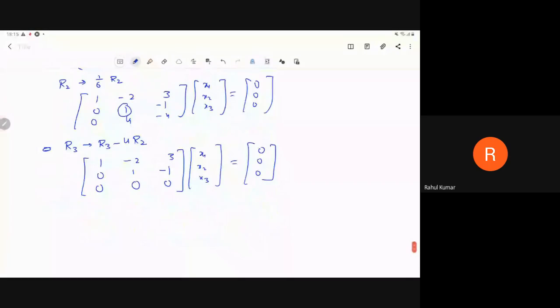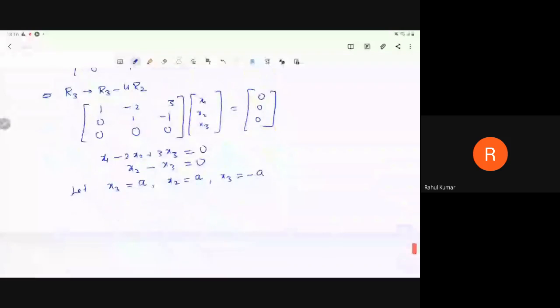So which equations are you left with? Write the equations back. The first equation now is x1 minus 2x2 plus 3x3 equal to 0. Second equation is x2 minus x3 equal to 0. There is no third equation. Two equations, three variables. So naturally assume one variable some arbitrary constant, say a. So the second equation gives you x2 equal to a. And from the first equation, if x2 is a, x3 is also a, you get x1 equal to minus a.